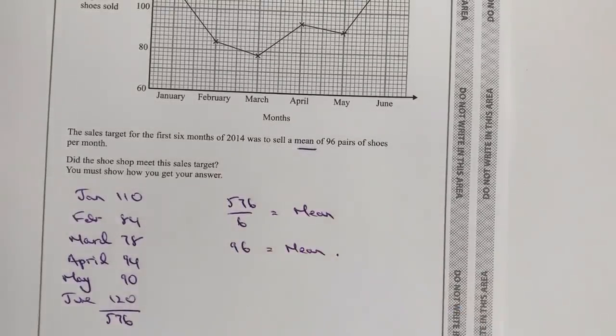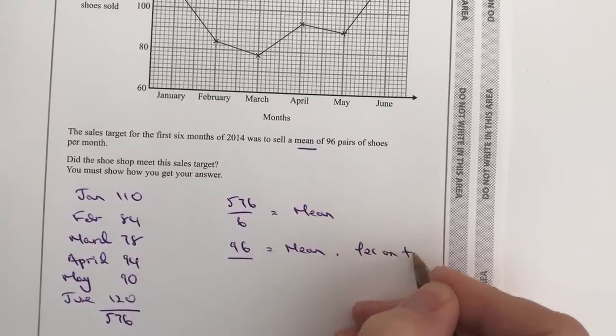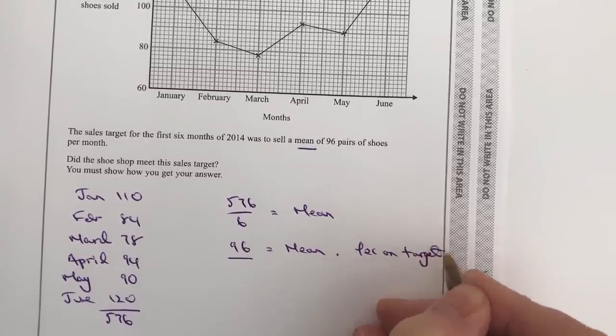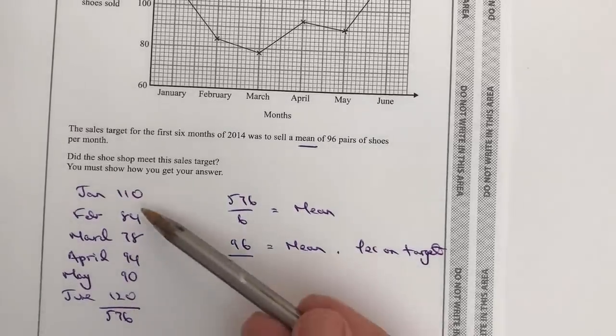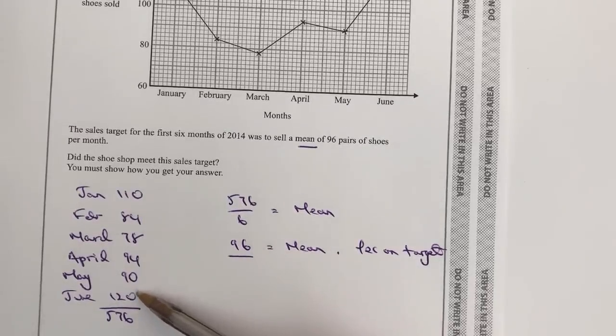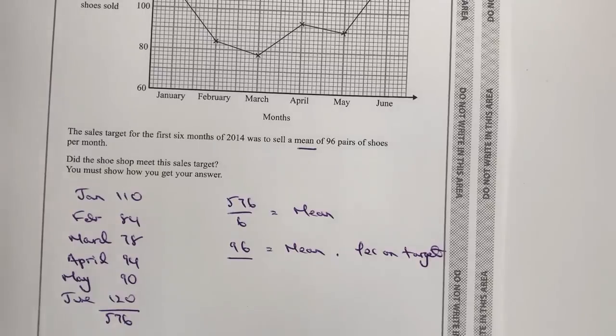So in other words, the shop is actually on target. So yes, if I put yes on target. Okay, I hope that's all right for you. With mean and mean average, what you need to do really is just work out totals. Okay, and when you've worked out totals, you should then be able to work out the mean. Okay, hope that's all right for you.